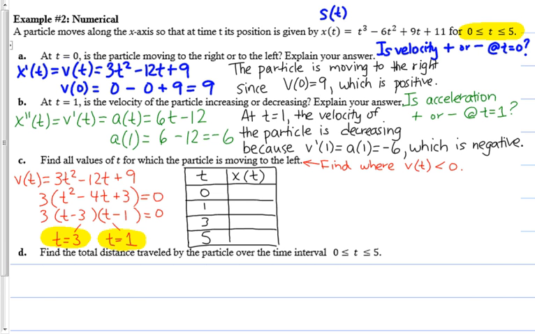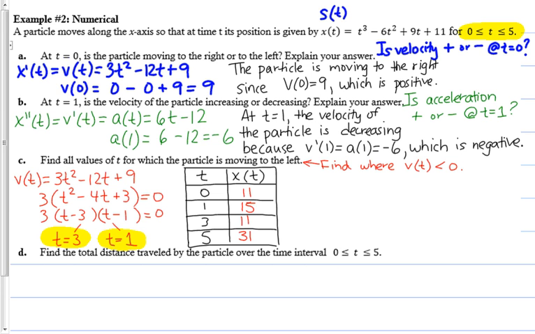So now what you would do is you would plug in 0 into the position function. So 0 minus 0 plus 0 plus 11. So that's 11. All right, that's easy enough. Then you would plug in 1. I'm confident that I don't need to show you how to plug in numbers. When I plug in the 1, I get 15. When I plug in the 3, I get 11. And then when I plug in the 5, I get 31.